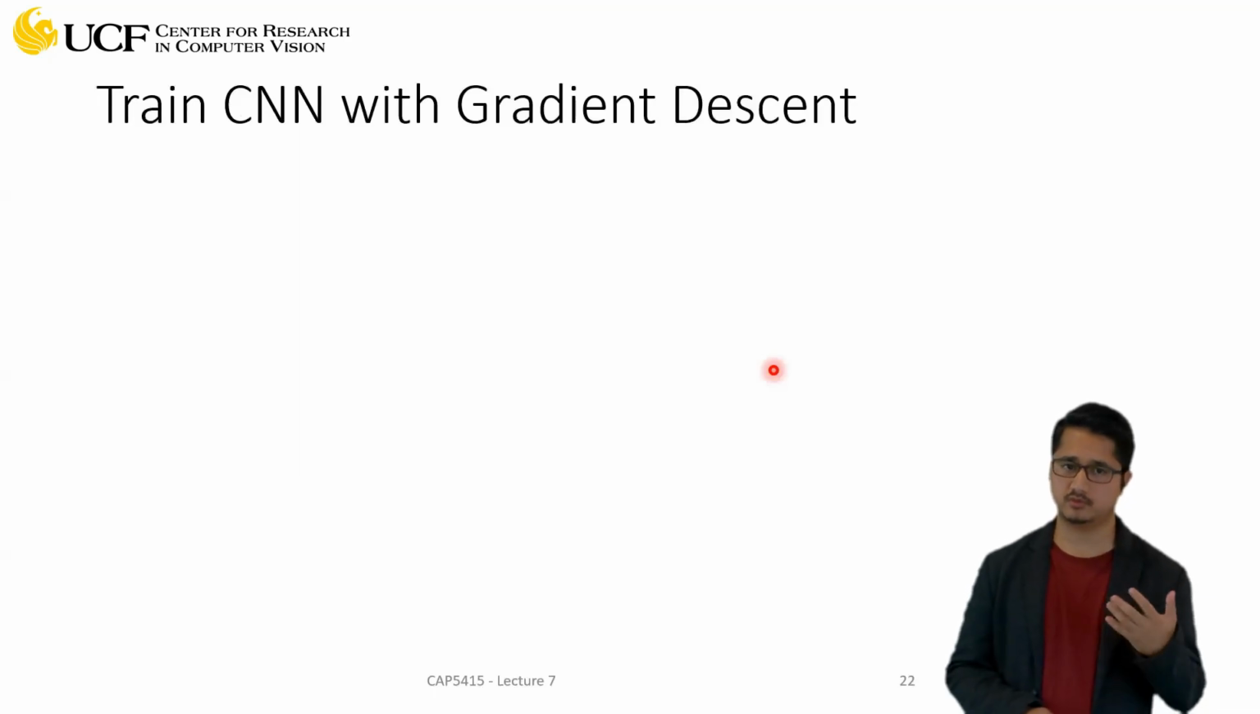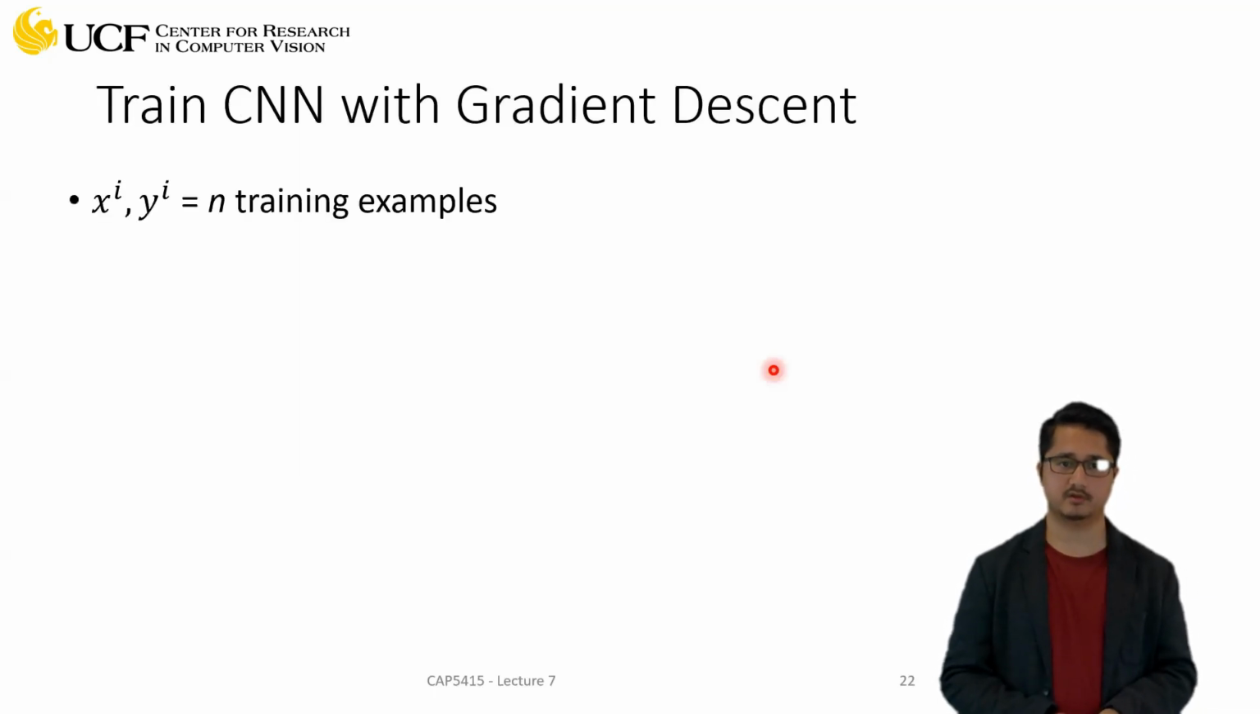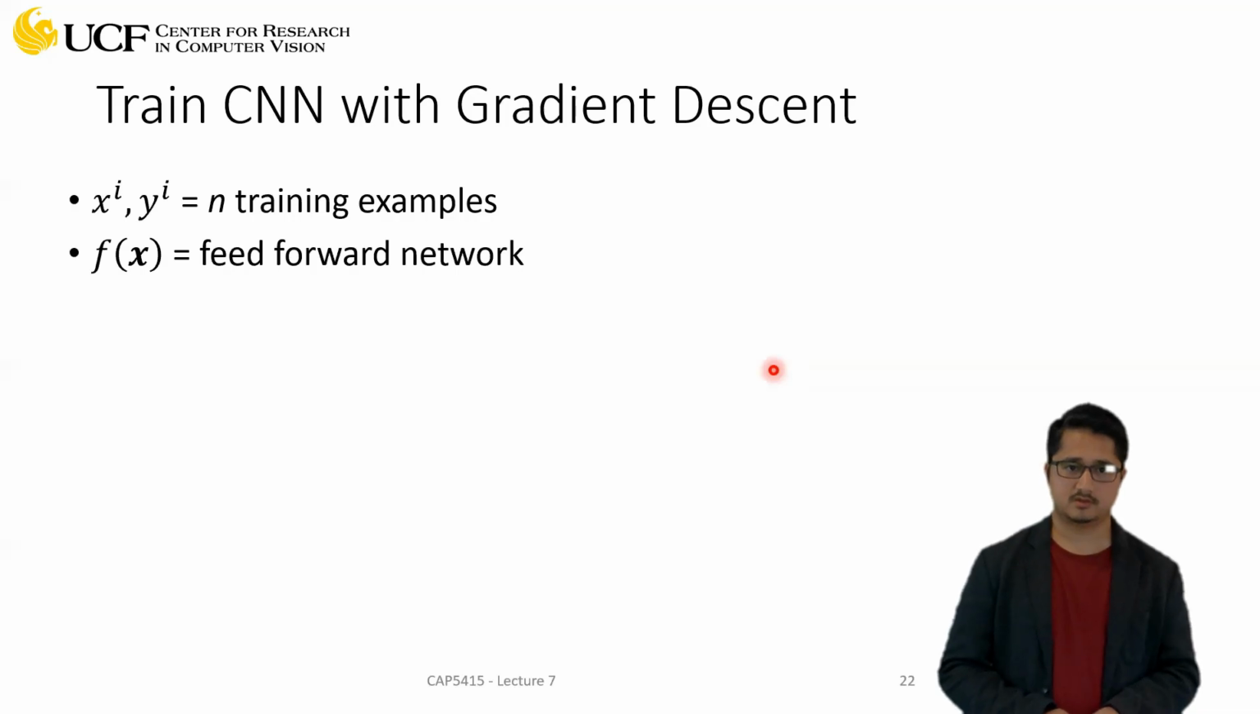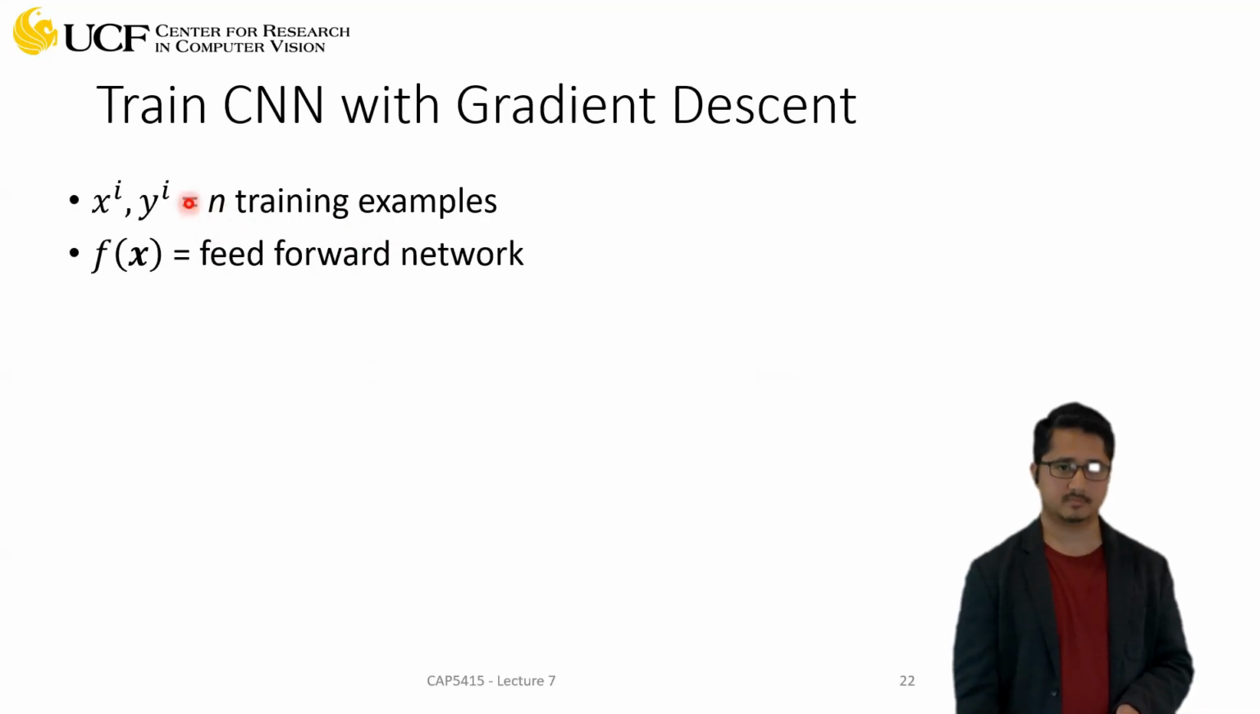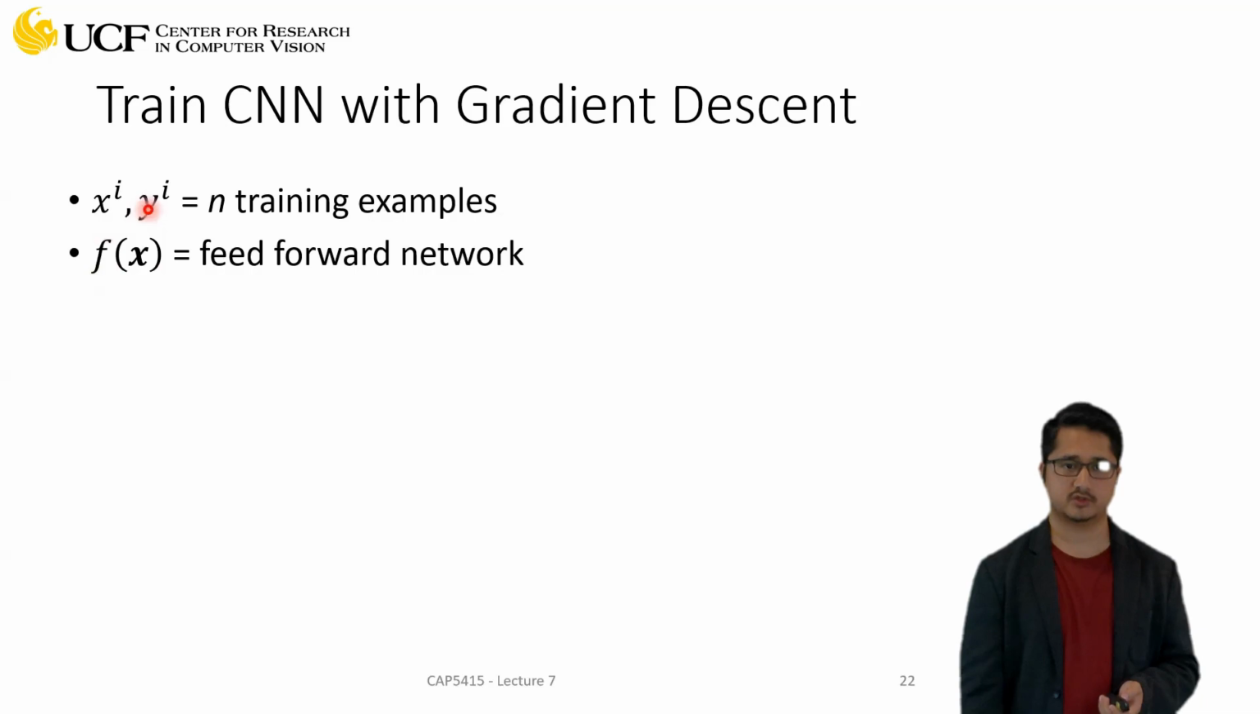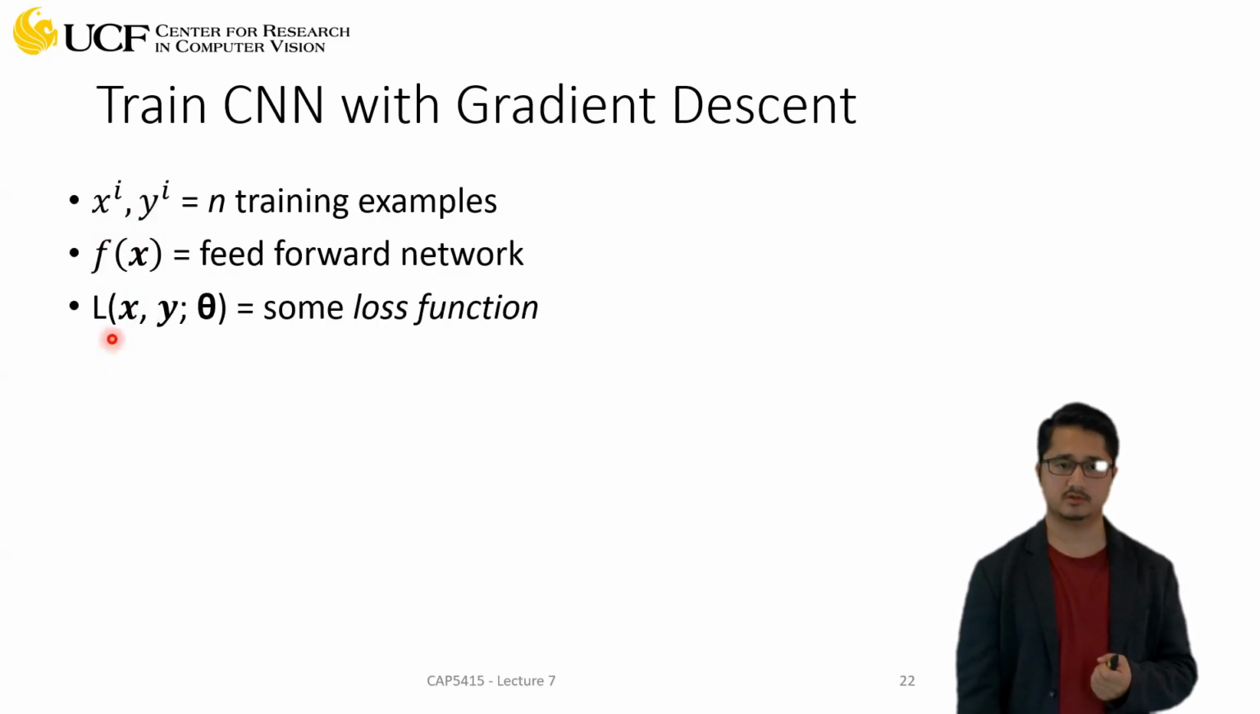Now, let's see how you train your CNNs with this simple gradient descent algorithm. So you have n training examples, right? Xi is your image, Y is the label. And let's say F(x) is your feed-forward network, which takes an image as input and it will make some kind of prediction, which should resemble this label. And then you need some kind of loss function, which will again take the parameters of the network, theta over here, and it will take the image and also the label.